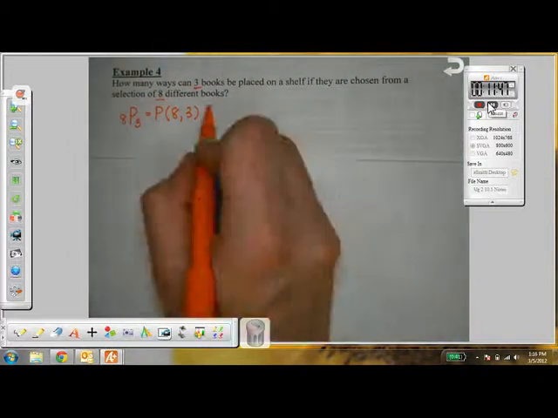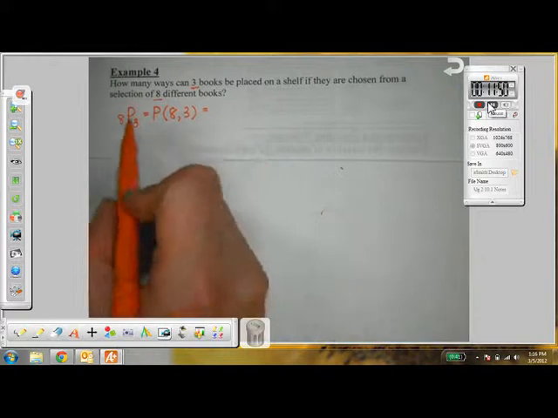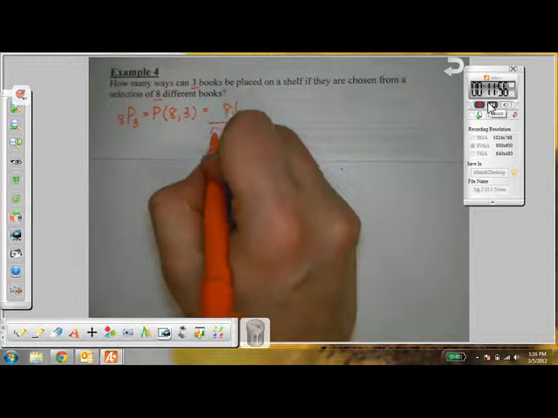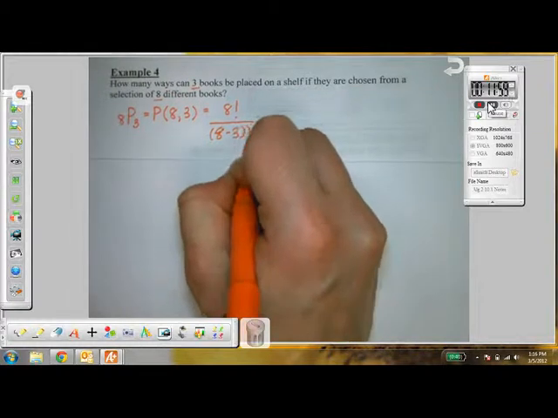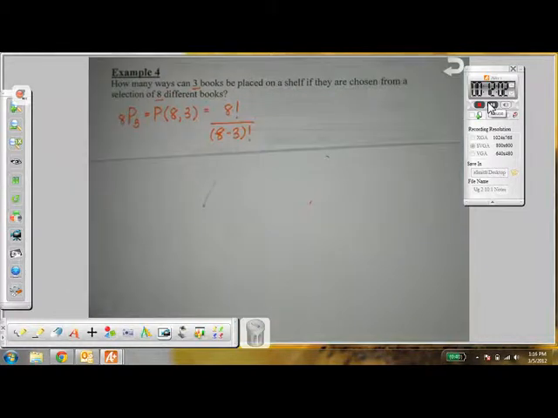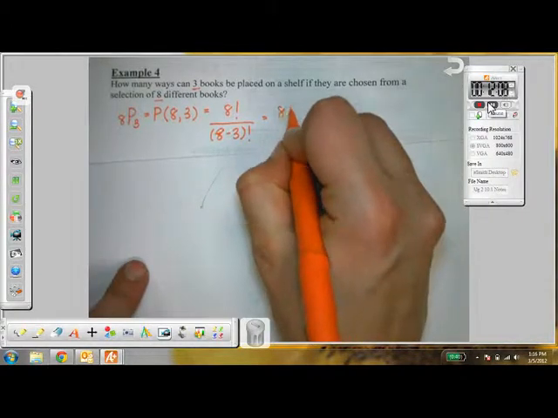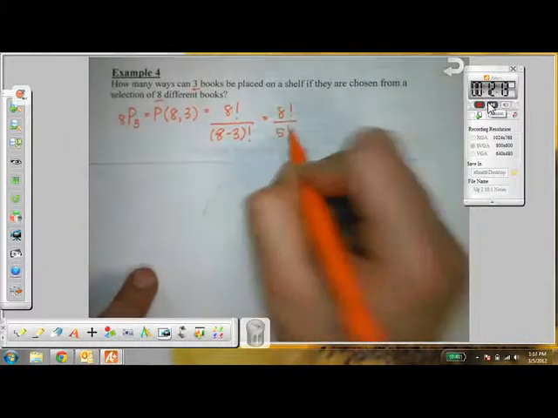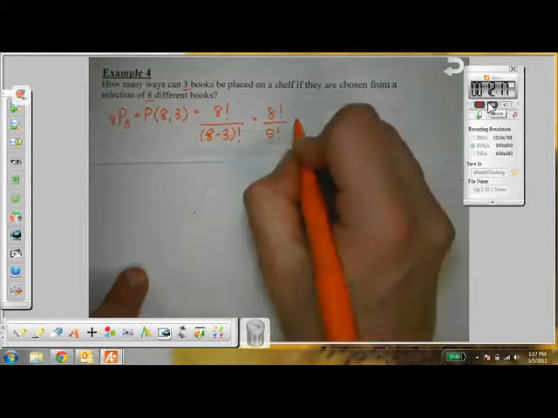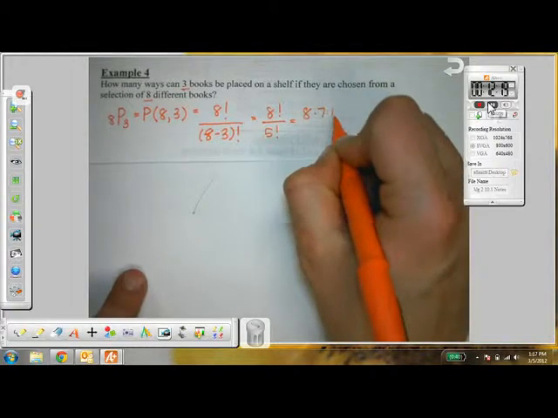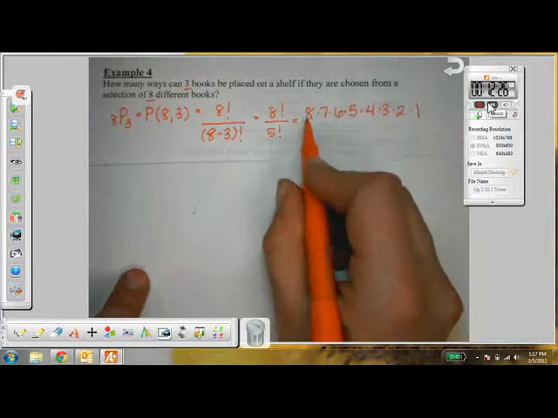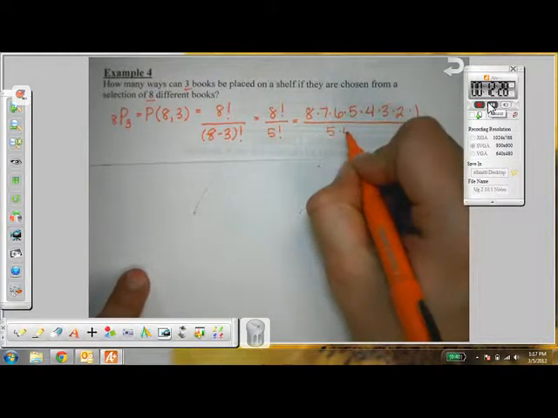Okay, so that is n factorial. n is 8. So 8 factorial over 8 minus 3 factorial. You should never get a negative answer as a factorial. Okay, the smallest you could ever get is 0. So this is 8 factorial over 8 minus 3, which is 5 factorial. Now let's write all of this out first and see what happens. This is 8 times 7 times 6 times 5 times 4 times 3 times 2 times 1 all over 5 times 4 times 3 times 2 times 1.